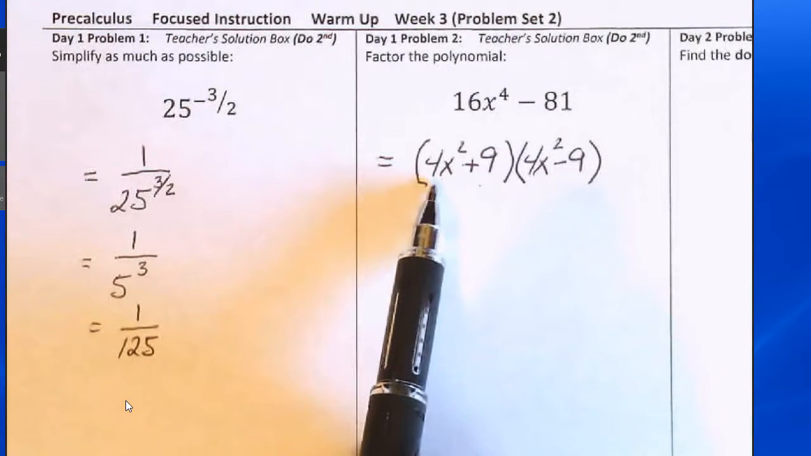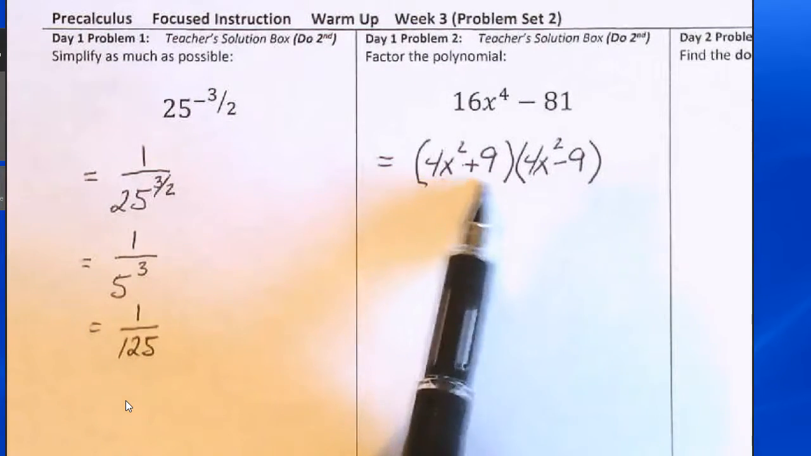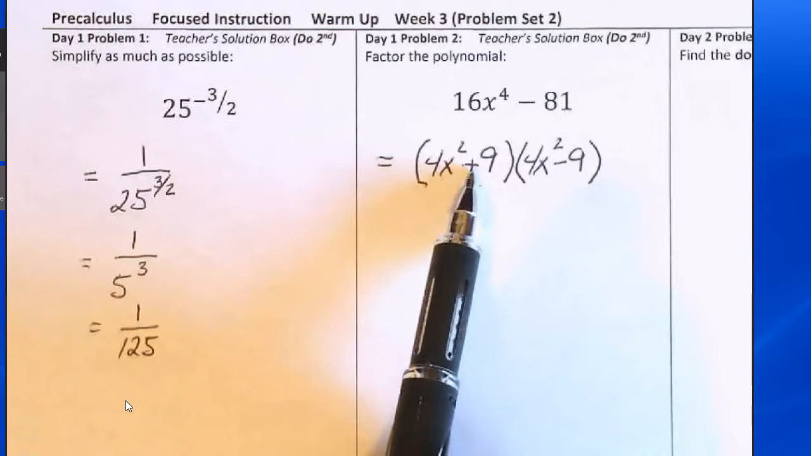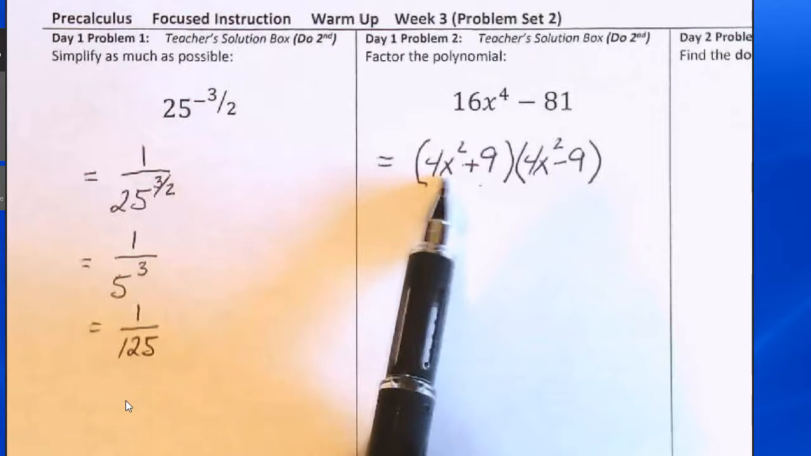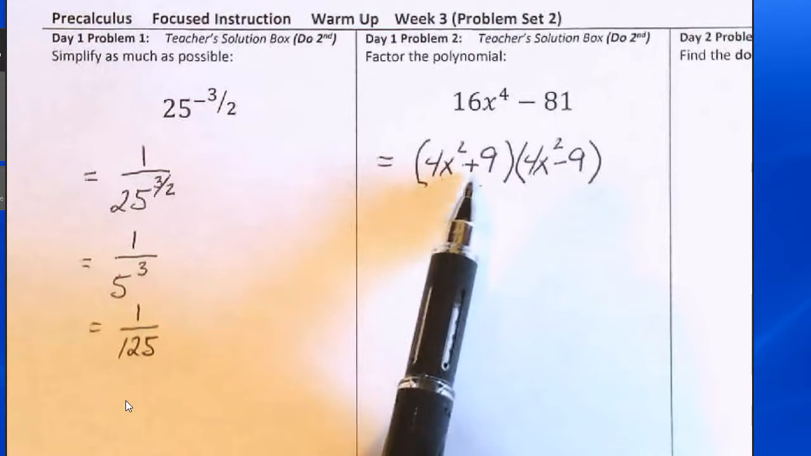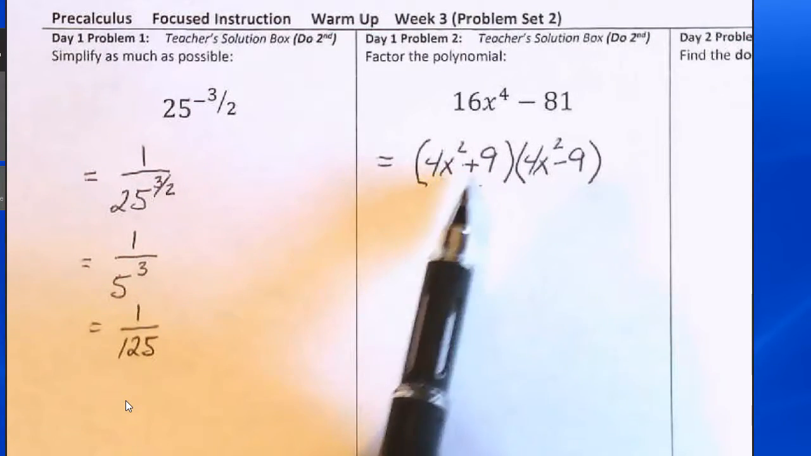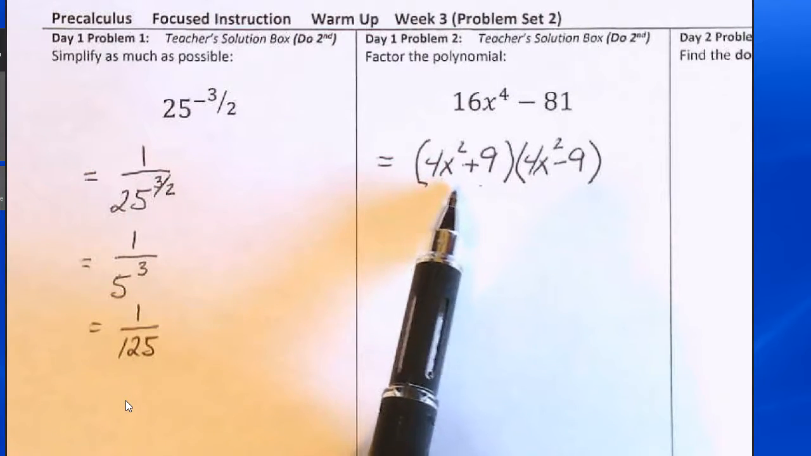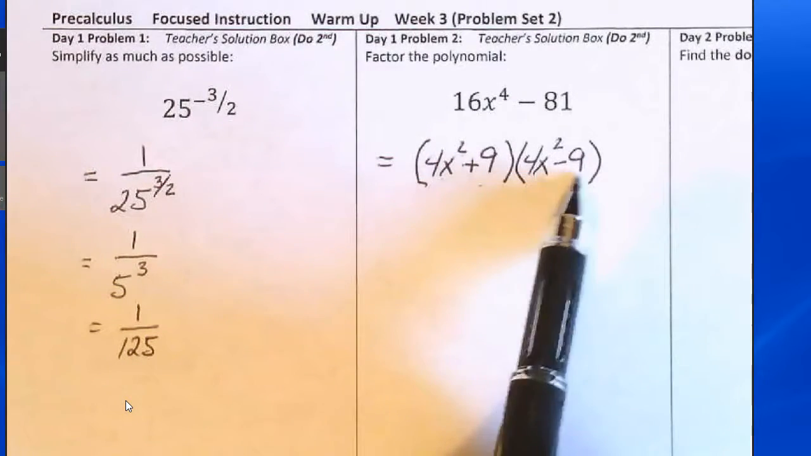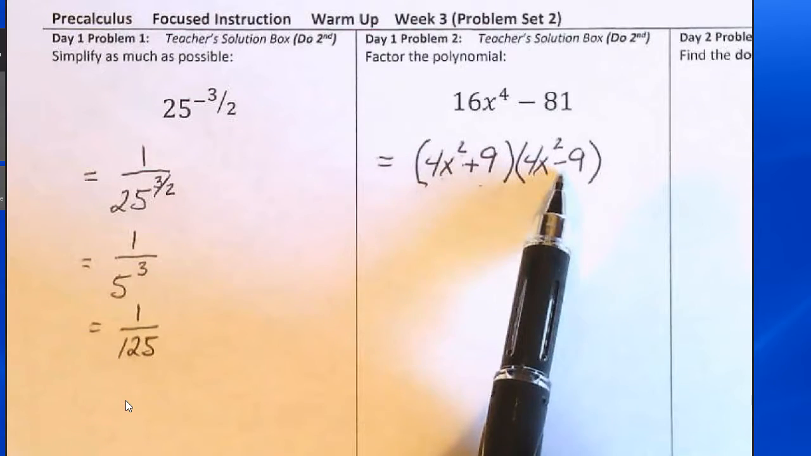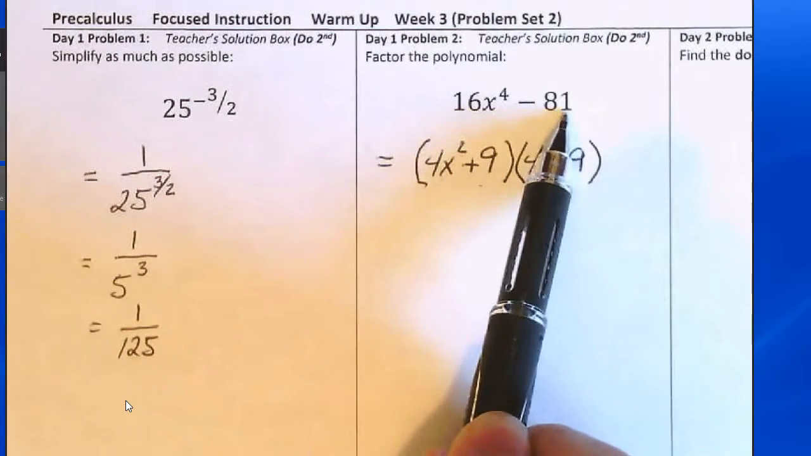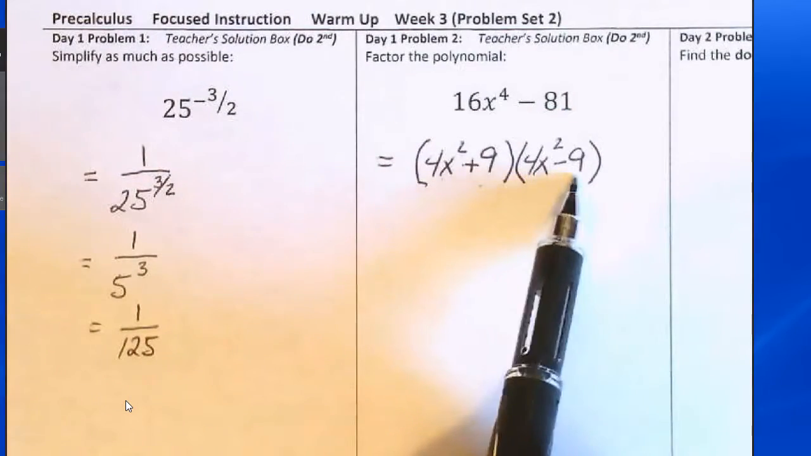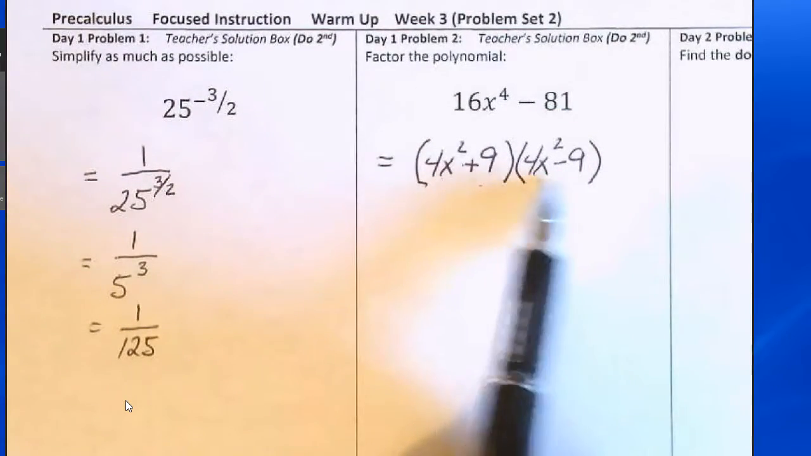So we want to look at each factor we created. So here's the first factor. This is a sum of 2 terms. Each term is a perfect square, but a sum of perfect squares does not factor further. Looking at this factor, however, this is another difference of squares. Just like that original one was a difference of squares. So this right here can factor.